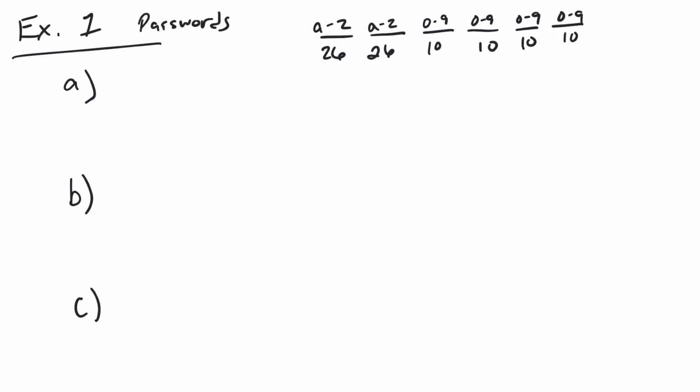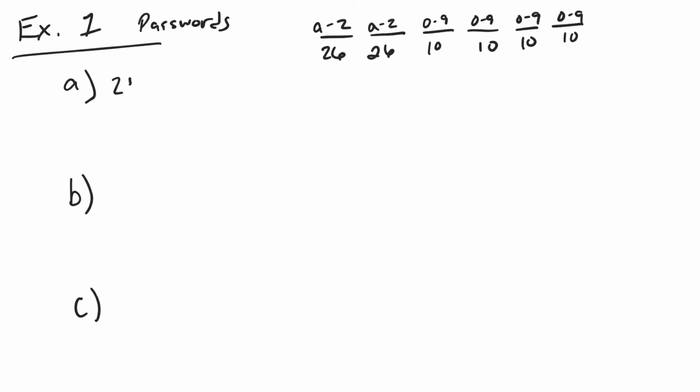Part A says to tell how many different passwords are possible if repetition of letters and digits is permitted. So that means theoretically I could have the password AA0000, and that would be okay. I can repeat the letters, I can repeat the numbers, and that's alright. So for that one, we really just need to do 26 times 26 times 10 times 10 times 10 times 10. The counting principle applies there, because this would be 1, 2, 3, 4, 5, 6 different experiments, so we chain together that multiplication.